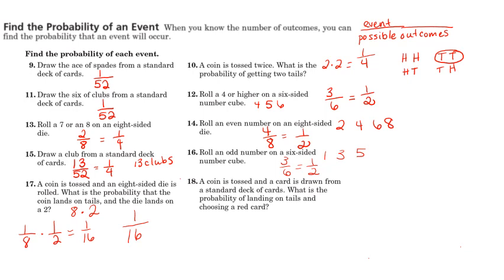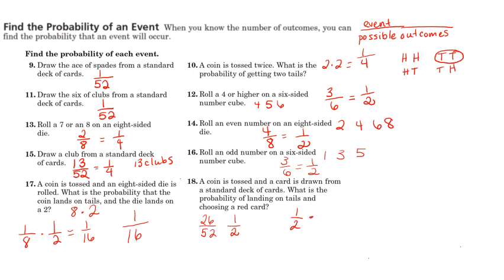A coin is tossed and a card is drawn from a standard deck of cards. What is the probability of landing on tails and choosing a red card? So if I land on tails, it's a 1 out of 2 possibility. And choosing a red card, half of my deck is red. So I can write it as 26 of the 52 cards are red. Or you can think of it as there's 2 colors in a deck of cards, and 1 of those is red. So that's the way you can think of it.